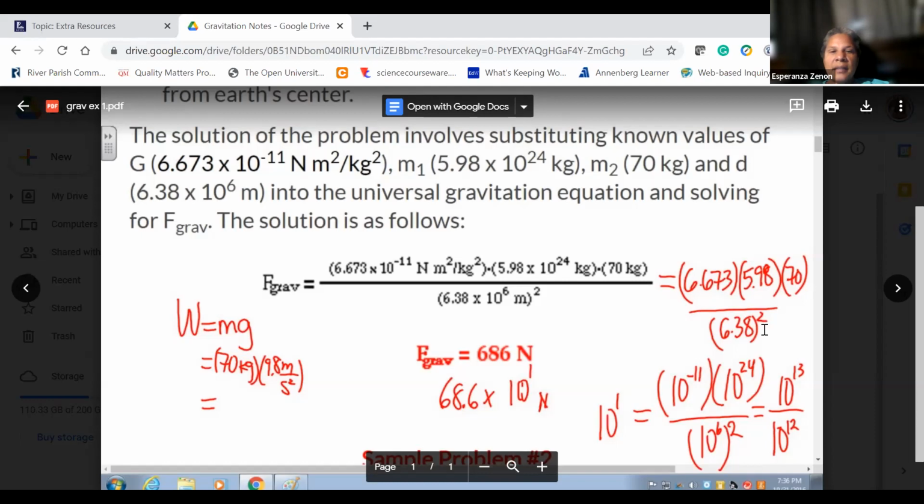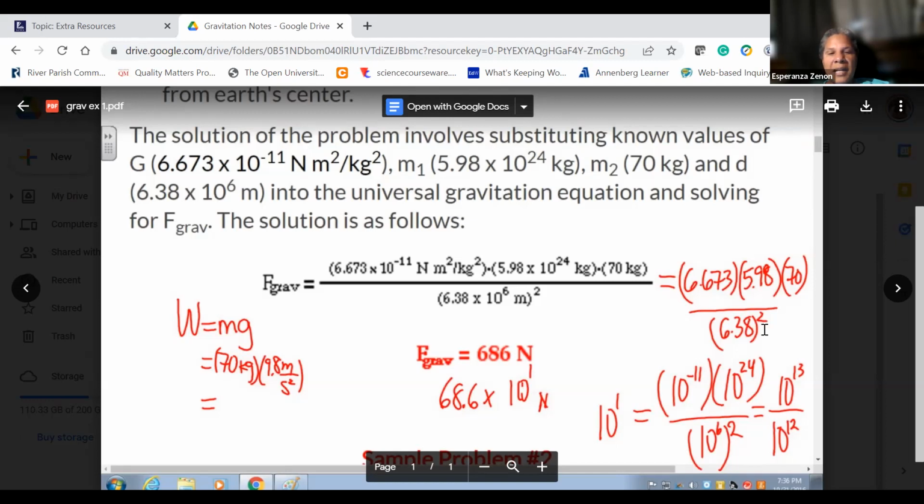Okay. So 10 to the negative 11 times 10 to the 24. Those are the exponents that I have on the top. And then on the bottom, I have 10 to the 6. But remember, it has to get squared. So in this exponent stuff, you got to remember the rules for exponents to do this. So you take 10 to the negative 11 times 10 to the 24. When you multiply exponents, you add. So that becomes like 24 take away 11. That's 13. So on the top part of that, I have an exponent 10 to the 13.